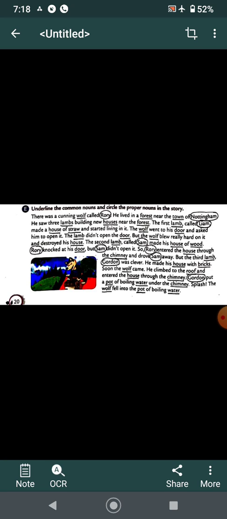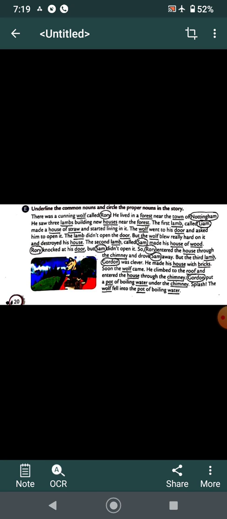He lived in a forest near the town of Nottingham. Forest and town are common nouns, underline them and circle Nottingham. He saw 3 lambs building new houses near the forest. Lambs, houses, forest, all 3 are common nouns. The first lamb, called Liam, made a house of straw and started living in it. Lambs, underline. Liam, circle. House, straw, underline.